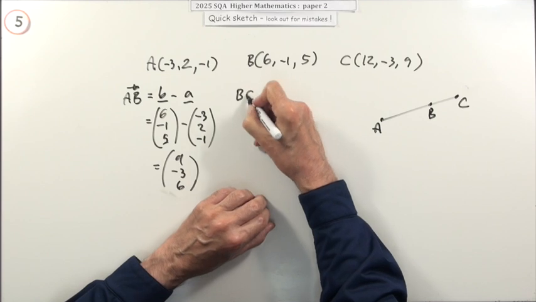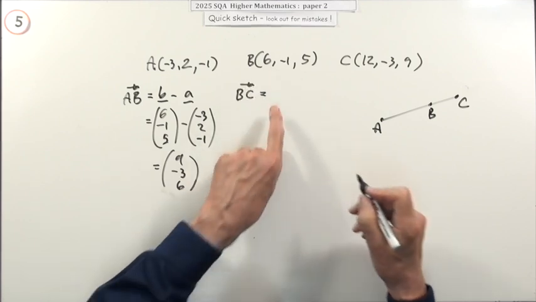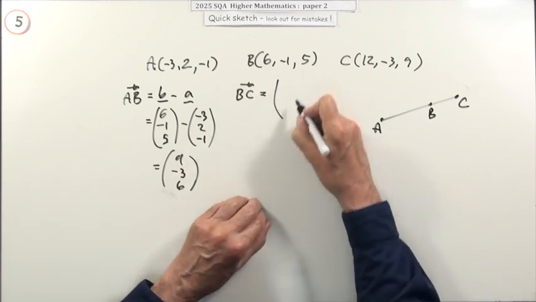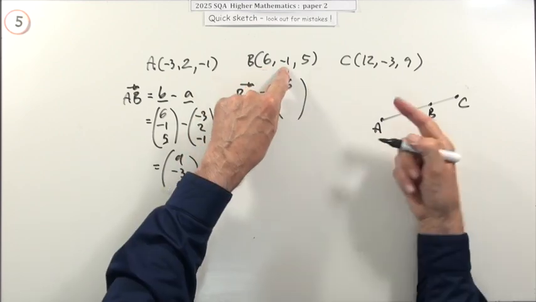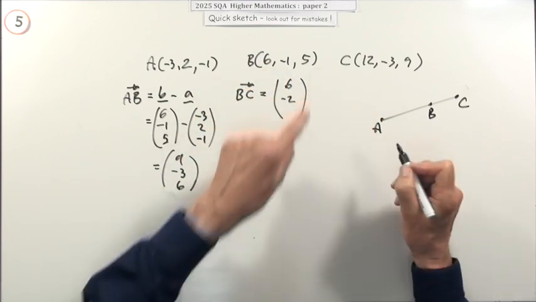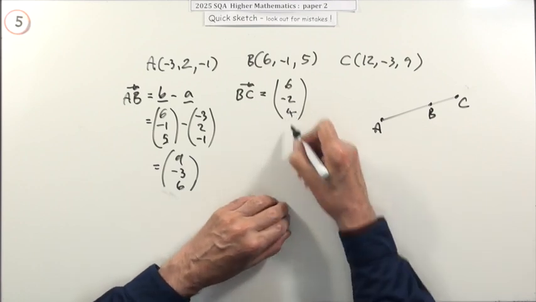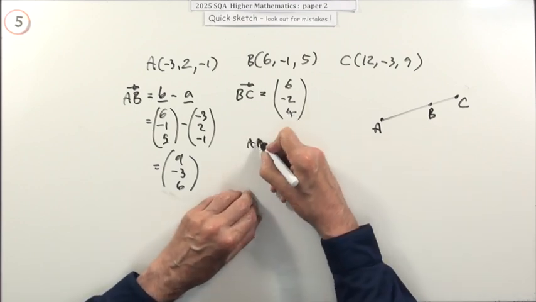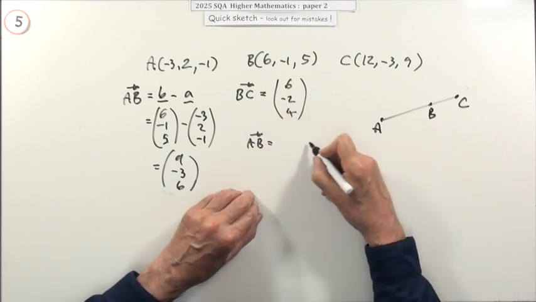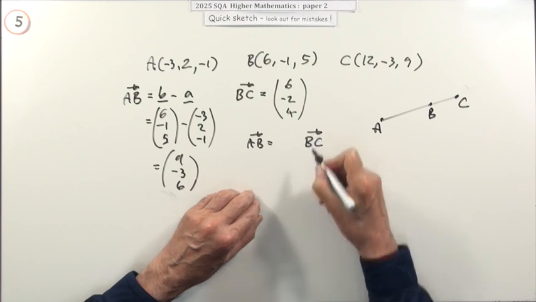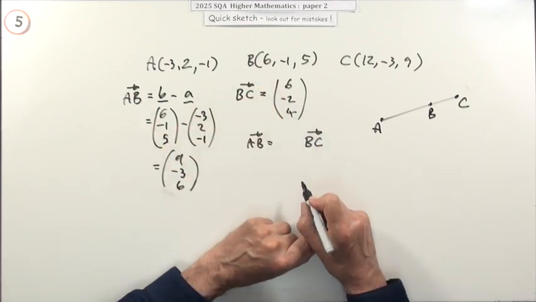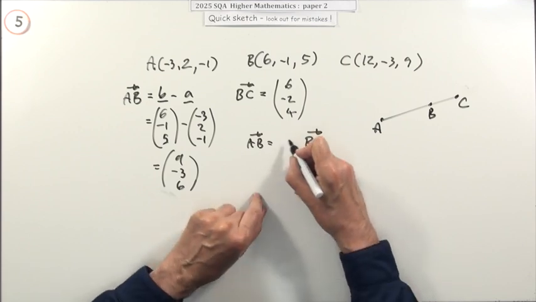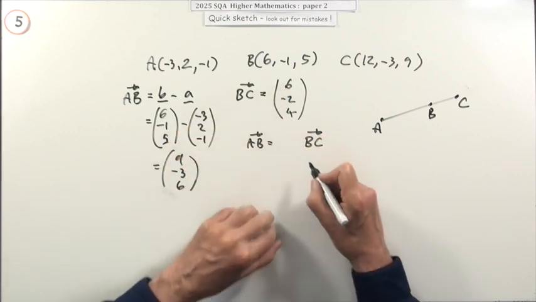Now what about B to C? What direction is it heading in? We do the same, C minus B, but I'm just going to put it straight down. 6 to 12 is 6. -1 to 3 is actually going back 2. 5 to 9 is going forward 4. And from that you can see that the components of AB are always the same multiple of BC. They're all 3 over 2 times it.